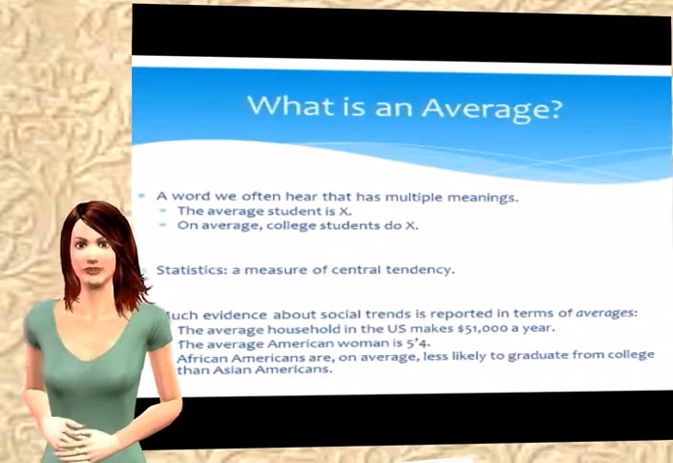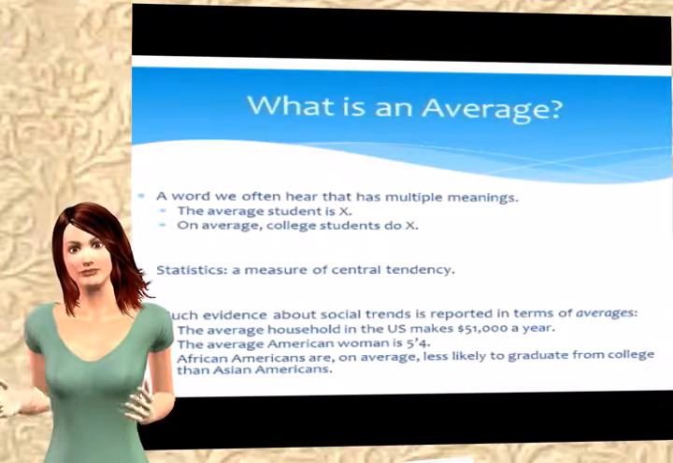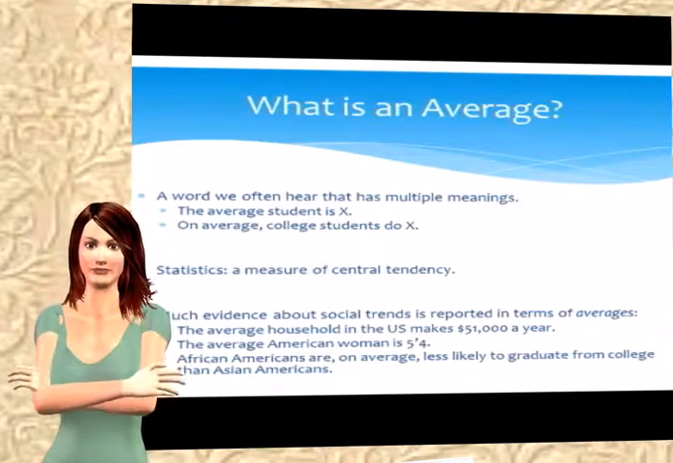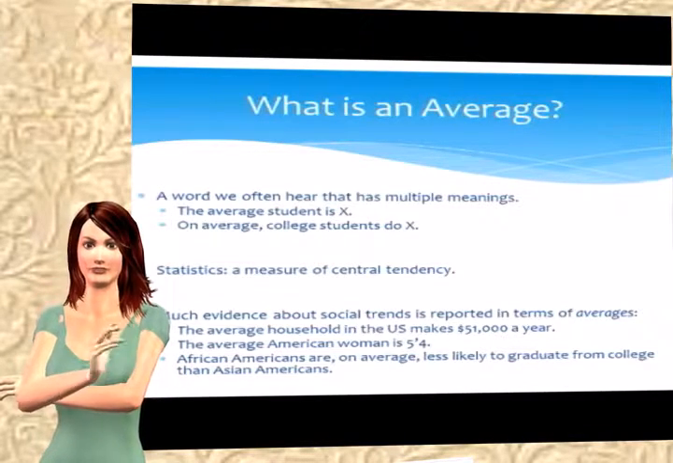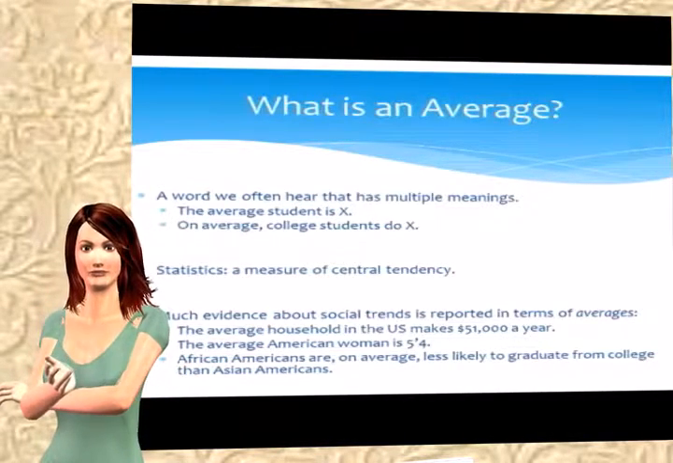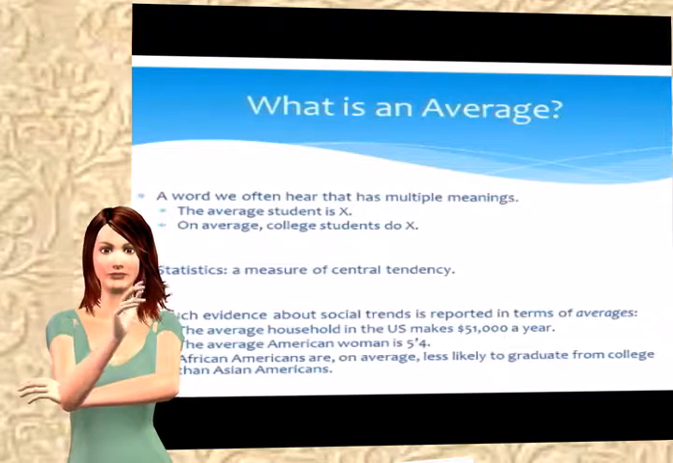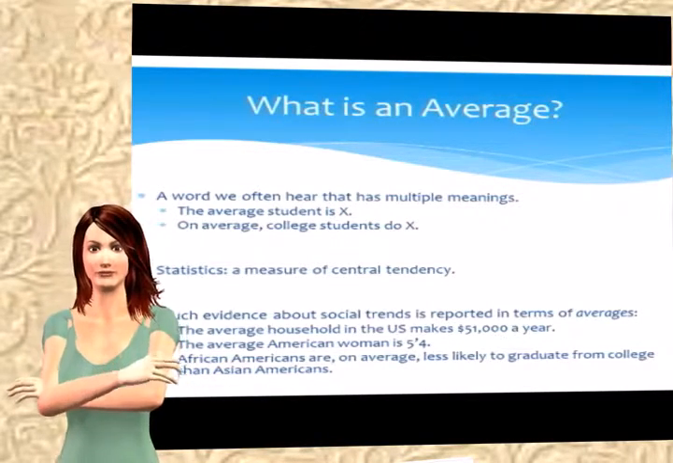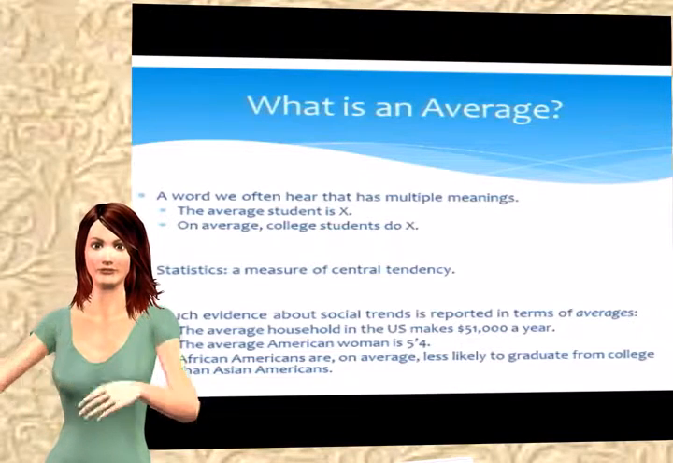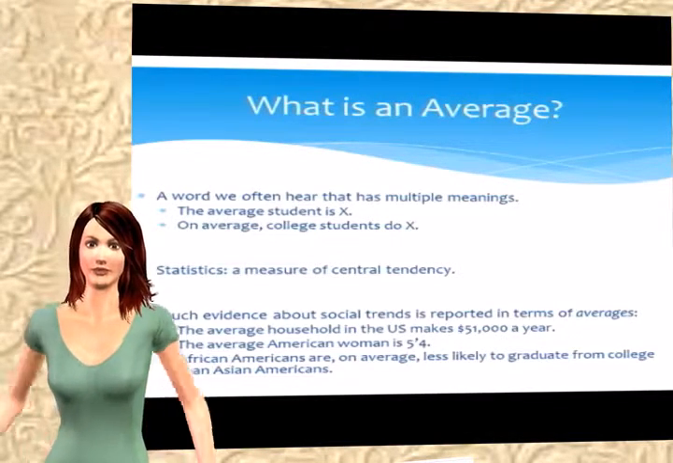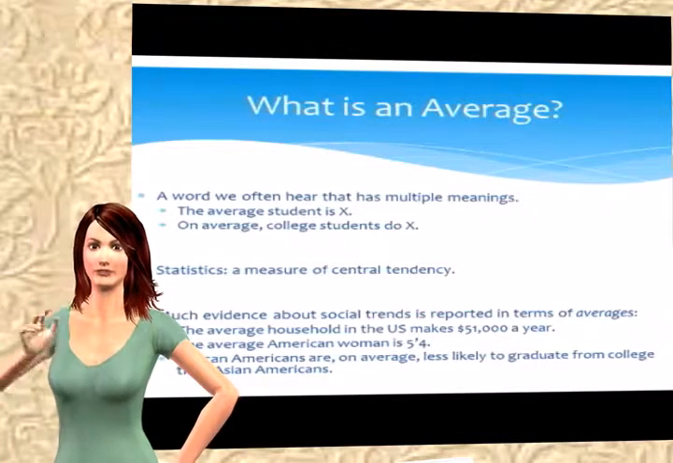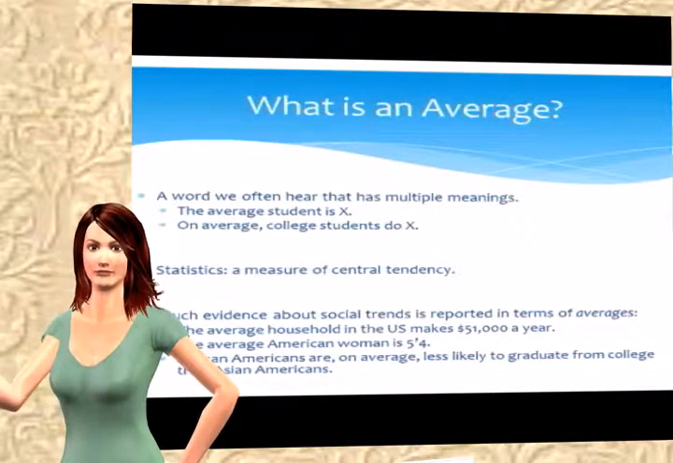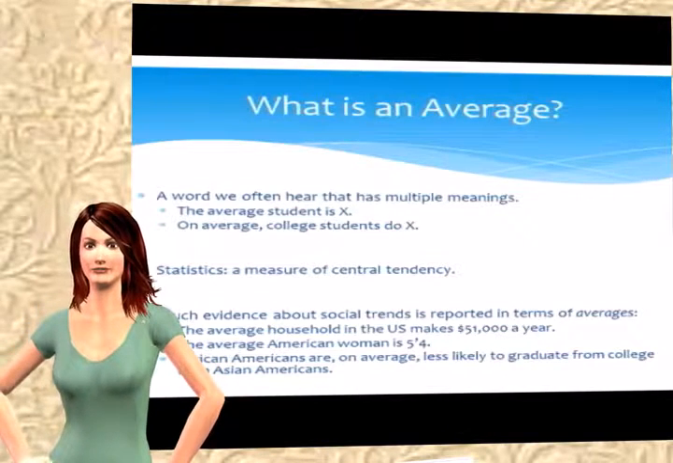But the reason it's so very important to think about the different meanings of the word average is because if you think about it, so much statistical evidence, so much information about social trends is reported in terms of averages. So here are just a few examples. The average household in the United States makes $51,000 a year. Did that number seem low or high to you? And that is indeed the average income for American households.